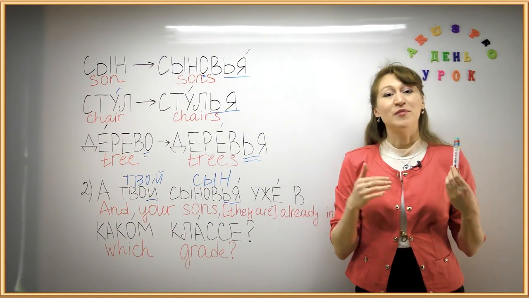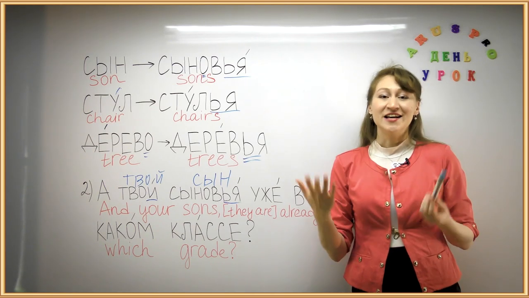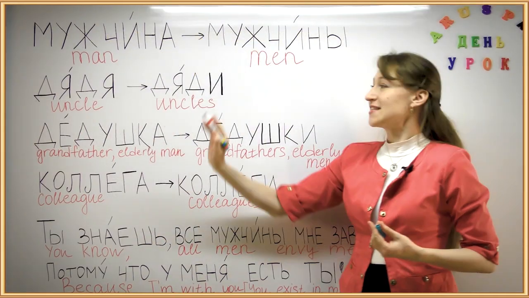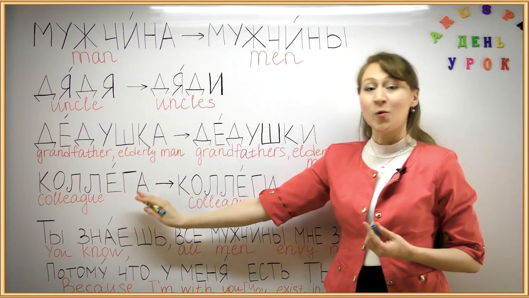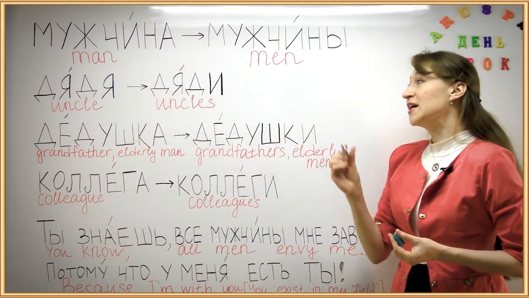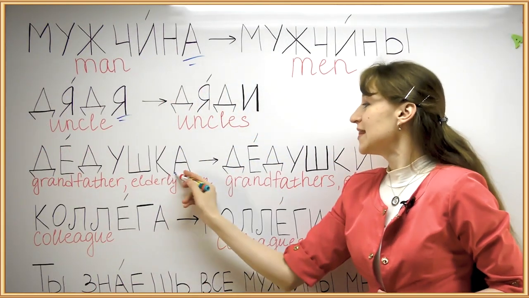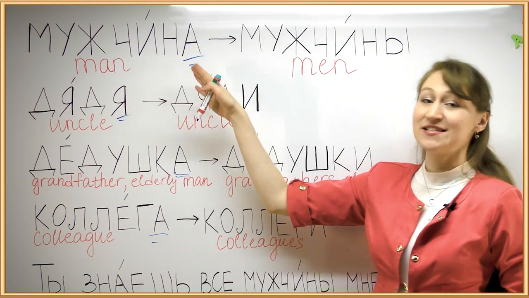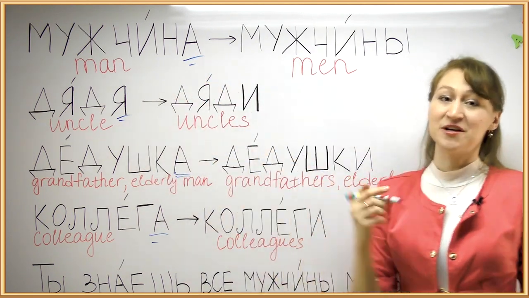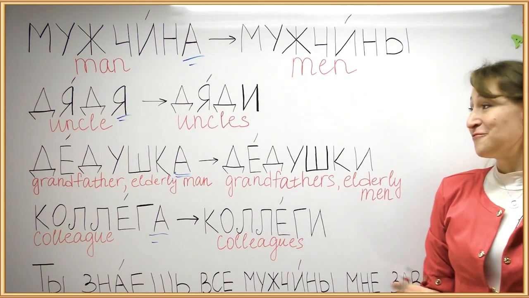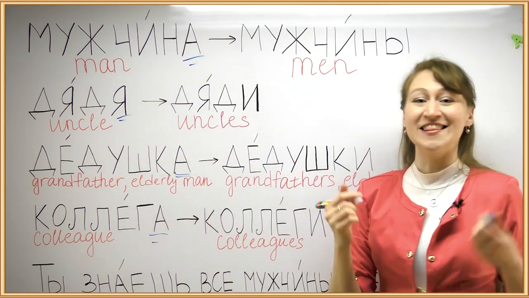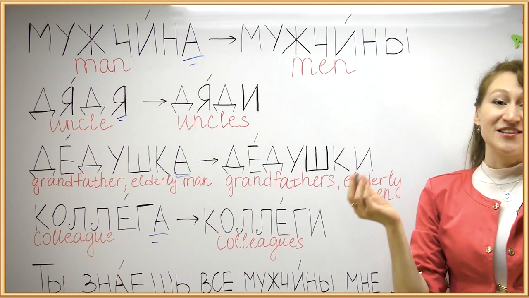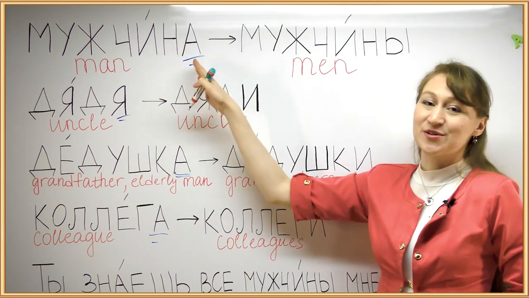And now let me tell you about another group of masculine nouns that are also considered exceptions. These nouns, referring to male persons, such as man, uncle, grandfather, colleague, are quite interesting because they have feminine endings. Remember when we talked about plural of feminine nouns? We looked at the endings and we have seen a and ya as feminine endings. But strangely enough, the most masculine words in the language, especially the word for man, have feminine endings. So we need to accept it.